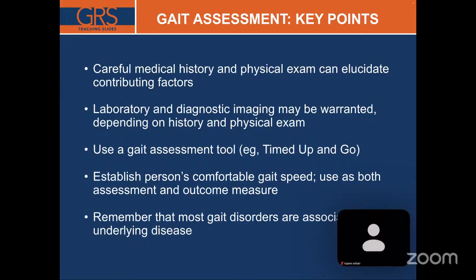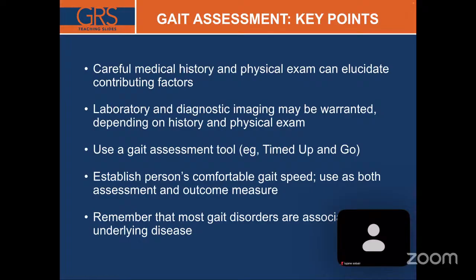medication side effects. The second step usually in any assessment is to do lab tests and imaging, but lab tests and diagnostic imaging are not always necessary in gait impairment. They can be valuable if the history and exam suggest any systemic or neurological cause. And also the use of gait assessment tools. Use of gait assessment tools is also essential.